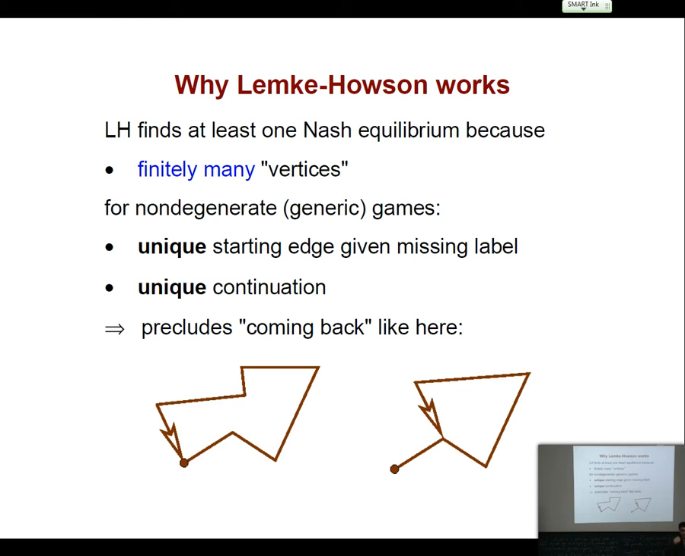So we have finitely many vertices in this polytope. There's always a unique starting edge given the missing label. Okay, so we have a completely labelled origin. We drop a label that gives us a unique edge to go along. And likewise, when we get to a new vertex, when we pick something up, it gives us a unique edge to go along. At a particular vertex, we have these 2 missing labels. Dropping one of them goes forwards on the path, dropping the other one goes backwards along the path. So that precludes having a cycle, and therefore, eventually, we must terminate with an equilibrium.